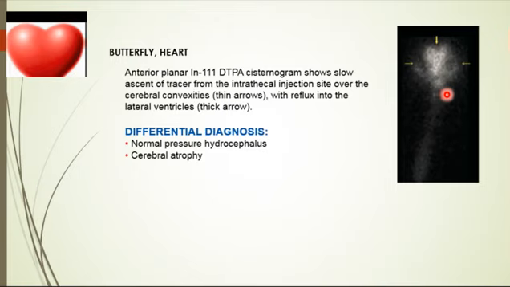Okay, there is ascent of the tracer from the intrathecal injection site over the cerebral convexities. This results in reflux into the lateral ventricle. Okay, normally, how can we tell what is normal? That's why I'm telling you we should read the nuclear medicine.